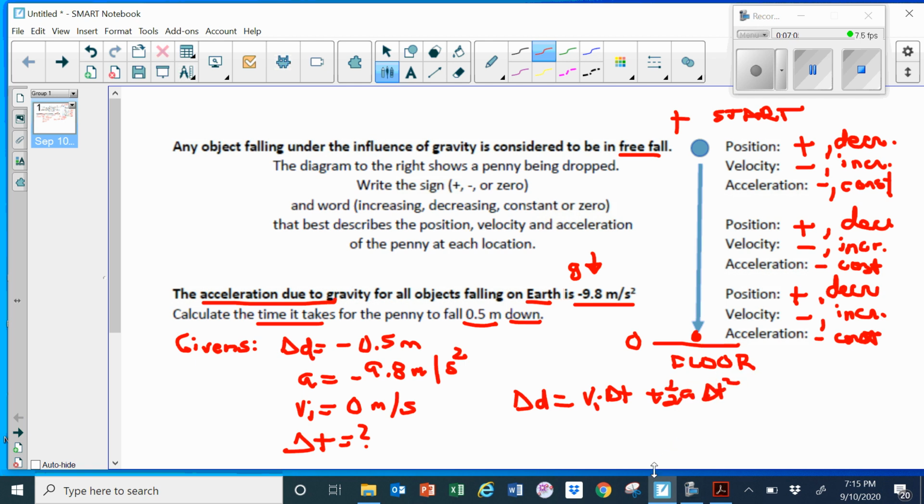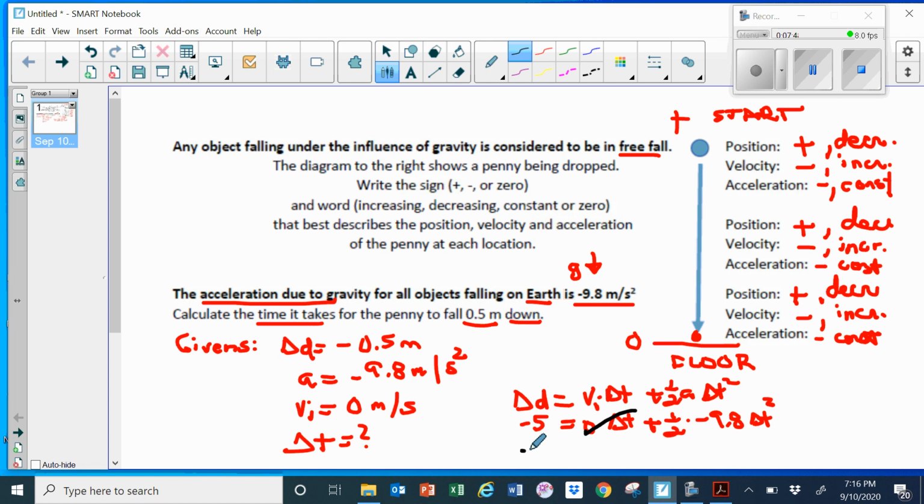Okay, now I'm going to simplify this. I'm going to substitute first, and then I'm going to simplify. I'm going to leave out the units to make it simple. VI is 0. I don't know delta t, so I'm going to leave that as delta t, plus 1/2 times A, minus 9.8, times delta t squared. Okay, let's simplify that. I'm not going to carry it all the way out, but this is 0. 0 times delta t is 0, so I can get rid of that right off the bat. That's gone. 1/2 times minus 9.8 is minus 4.9.